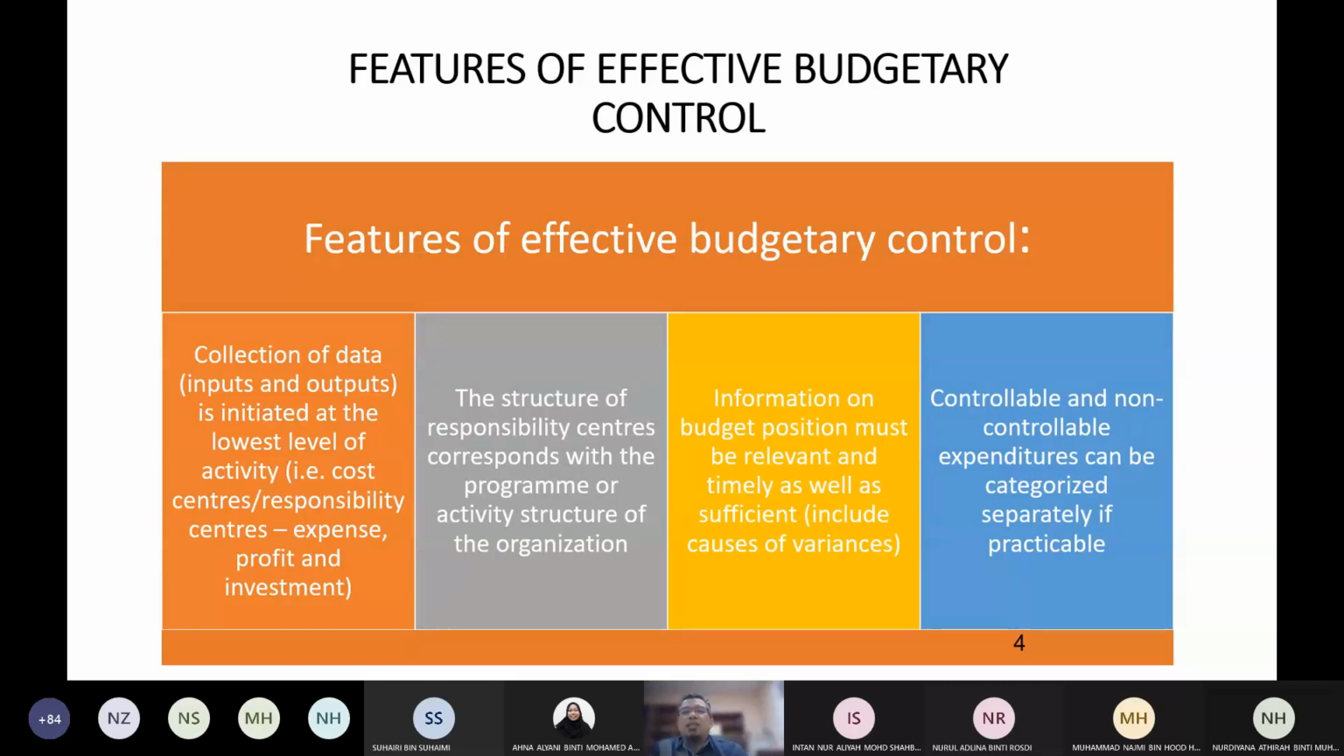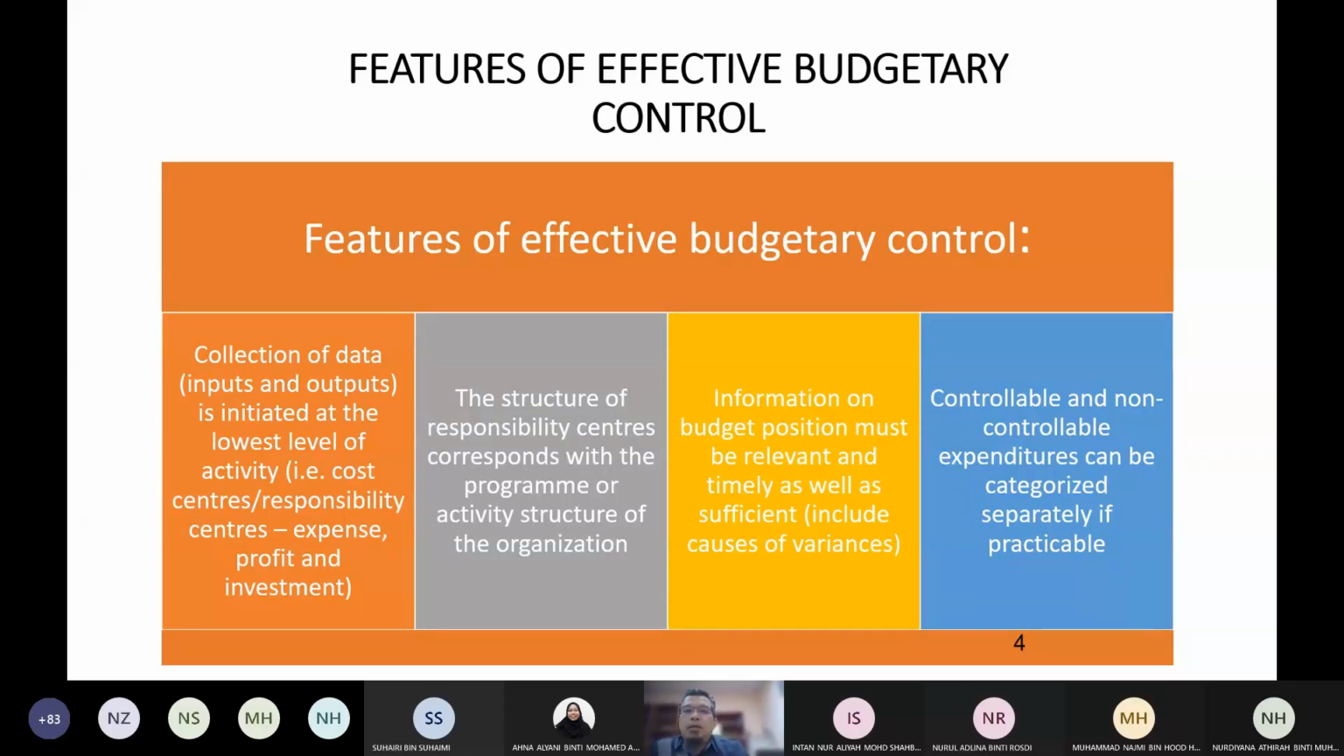So this must be consistent, okay? Because in terms of reporting, it is basically the responsibility center that prepares the reports, okay? Whereas the program is for channeling the budget. So these two need to meet. Basically, they should have these characteristics. For each center, they also receive budgets, okay?